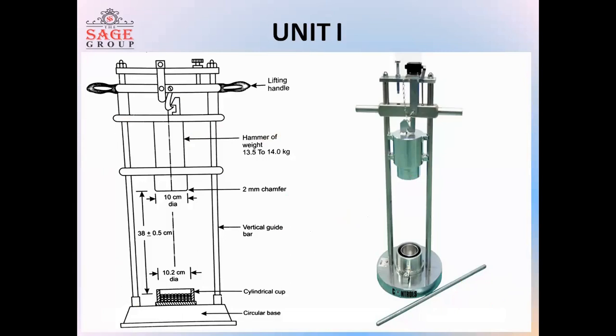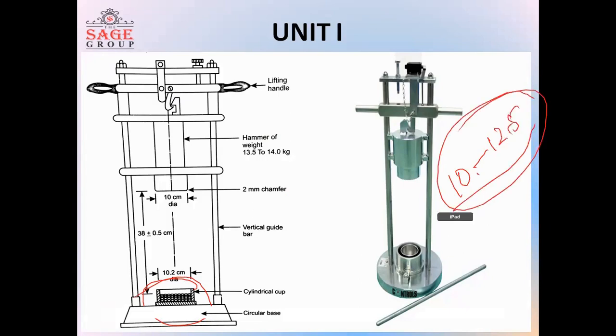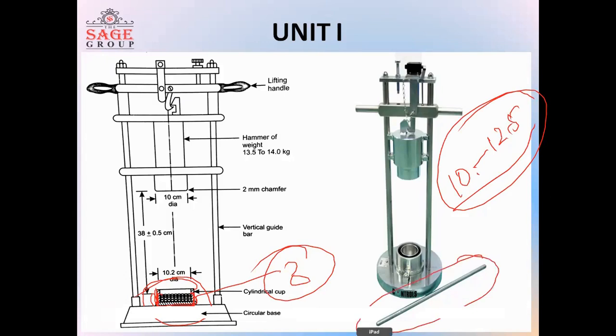This is the mold or the cylinder in which the aggregate is filled, having a size of 10 to 12.5 mm. The particle size lies between 10 mm and 12.5 mm, and it is filled in the cylinder, which is the cup or the mold on which the impact testing is done. It is filled in 3 layers. After filling each layer, tamping is done by the tamping rod 25 times.